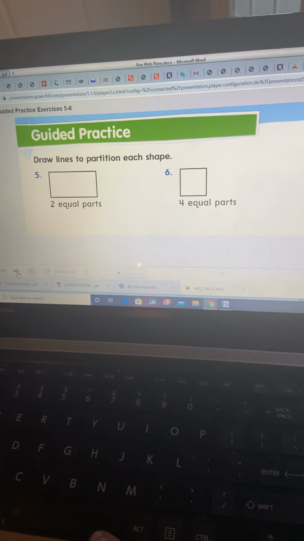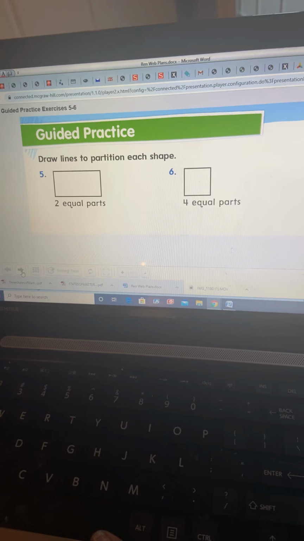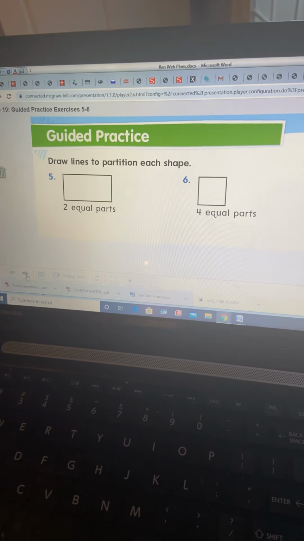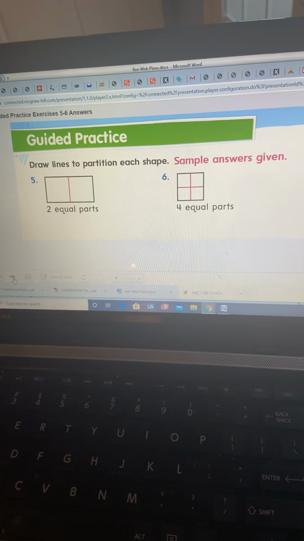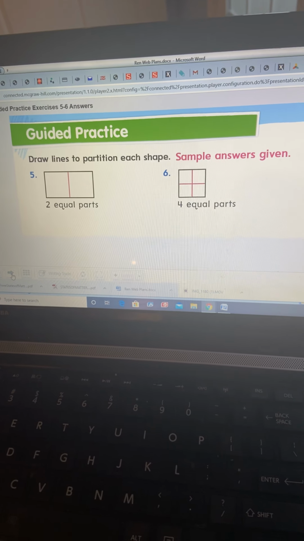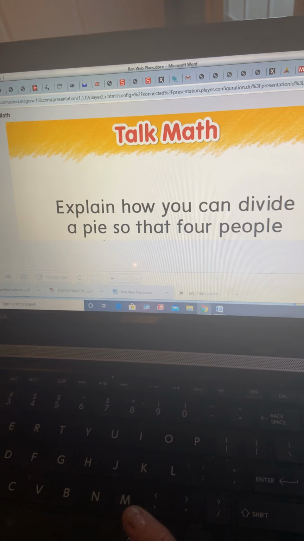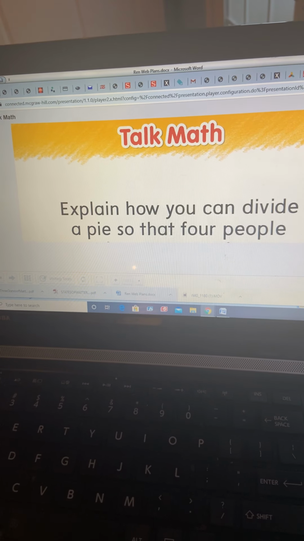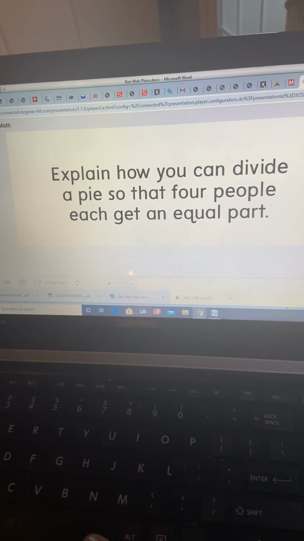Now if you were going to draw lines to partition each shape, there's actually 2 different ways you can do that for 2 equal parts. You can draw a line straight up and down or across. There's one way. Let's see if they show. Oh, they don't show you the other way, but you can do it the other way. Think of a Kit Kat bar. That's what I always think of. That's divided into equal parts.